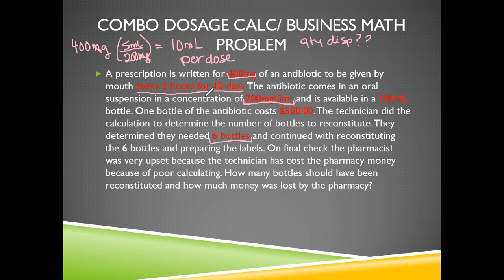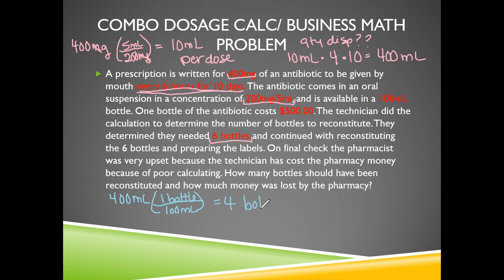Okay, but I'm not done yet because I need a total quantity dispensed for 10 days. So if I'm getting 10 mLs per dose, they're getting it every 6 hours, so that's 4 times a day for 10 days. I need a total of 400 mLs. Now if I need a total of 400 mLs, I need to know how many bottles. One bottle is 100 mL, so I divide 400 by 100. I only needed 4 bottles to begin with. So this would answer my original question of how many bottles should have been reconstituted.